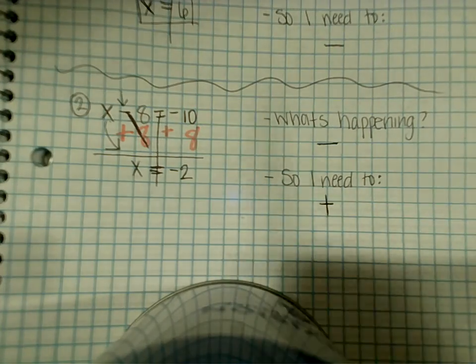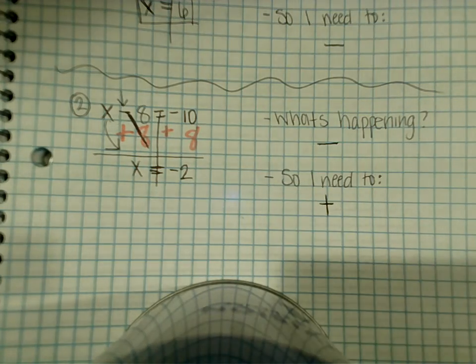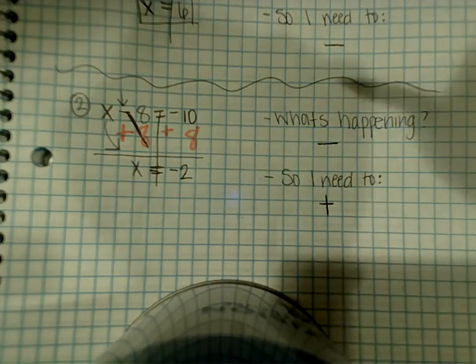Okay, having $2 is not the same as having negative $2. So what I get all the time is, well, Miss Wilkie, it's the same answer. Absolutely not. I would rather have $2 in my bank account than negative $2 in my bank account. So they are not the same number. That's why it gets marked wrong. So our answer here is negative 2.